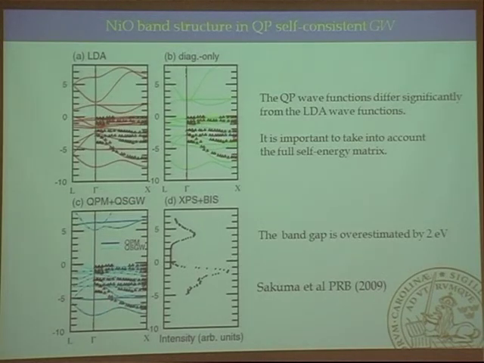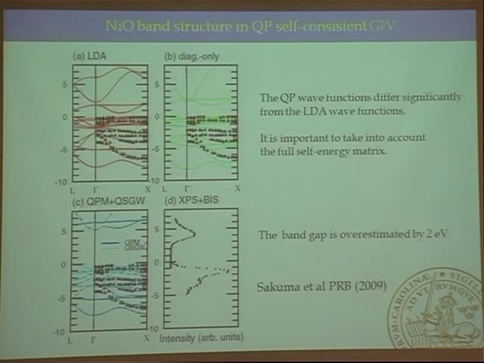How much is the shift of the oxygen bands with respect to LDA? It's almost the same actually. There is hardly any shift. So the oxygen renormalization with oxygen p bands is not so much. It's almost the same as in the LDA.